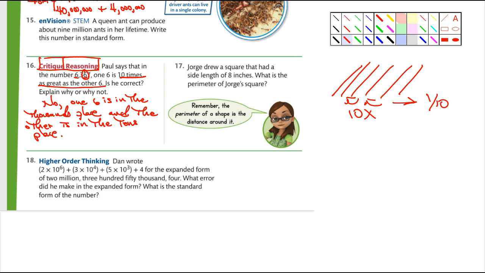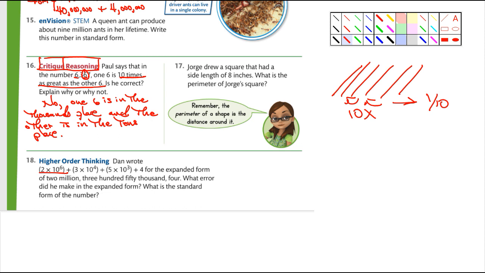17, let you figure that one out. 18. Higher order thinking. Ooh, my gosh, that could be a hard one here. It says 2 times 10 to the 6th, plus 3 times 10 to the 4th, plus 5 times 10 to the 3rd, plus 4 for the expanded form of 2,350,004. What error did he make in the expanded form? What is the standard form of the number? Well, first off, let's work this out here. I'll do that part, and then I'm going to let you guys figure this out.